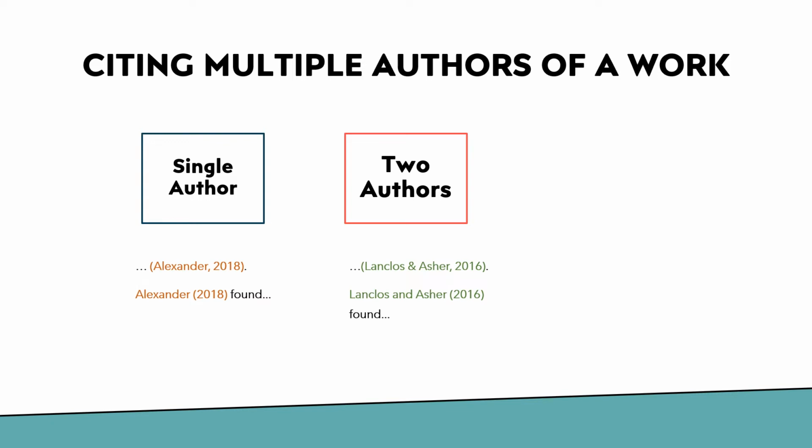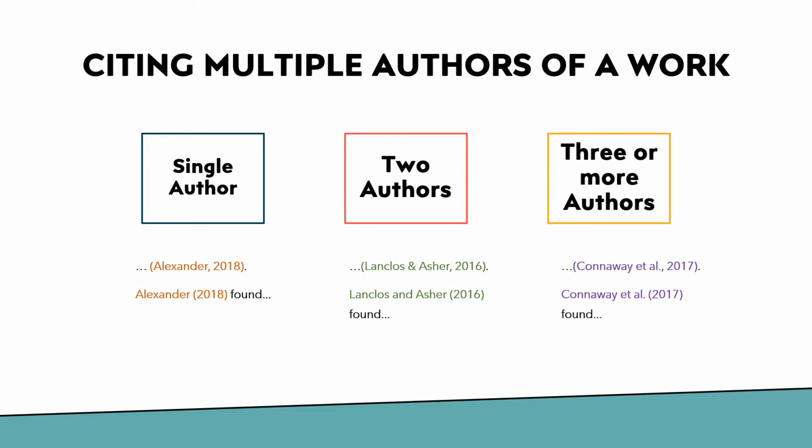APA follows a specific convention if you're using a resource that has three or more authors. In this case, we'll list the name of the first author followed by the words et al. Et al is Latin for and others. APA has us use this convention to help keep our in-text citing concise. And you'll notice that the et al is used whether you're doing a parenthetical citing or a narrative cite.